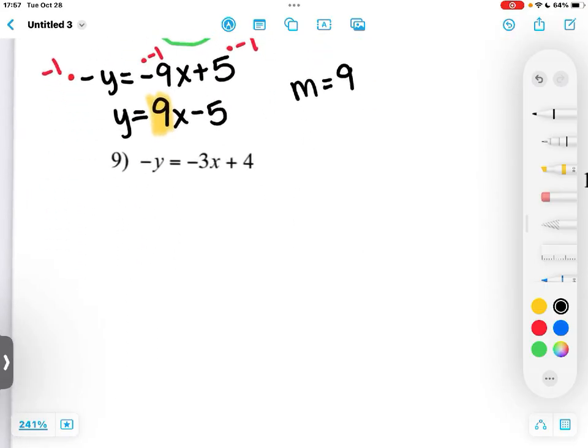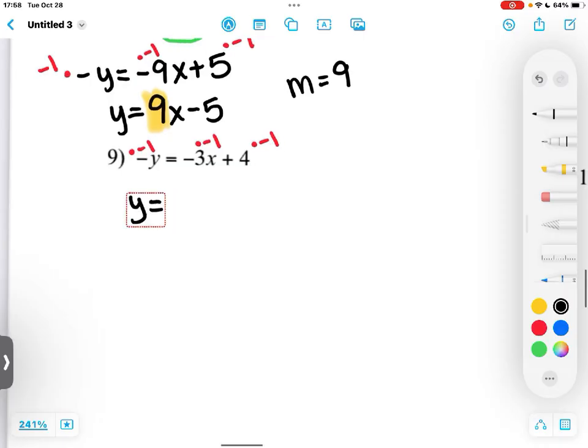Last but not least, we have number 9. This one, all we have to do is a single thing. We need to multiply a negative 1 to each of your terms. So notice it's not just one number. You are multiplying to each of the terms. So that makes negative 1 times a negative y into our positive y, which is what we needed. We have a negative 1 times a negative 3x, which is a positive 3x. And a negative 1 times our 4 is a negative 4. Just pulling out the slope, since that's the only thing we need, our slope would then equal a 3.